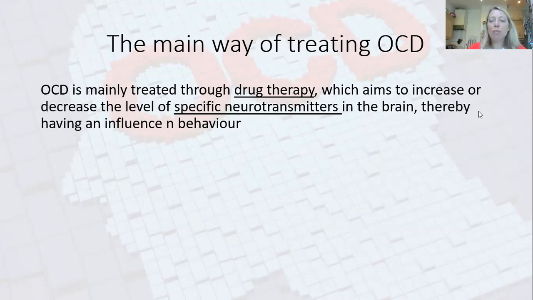Now, the big thing to remember is that the main way of treating OCD, as you would expect, given that it's the biological approach, is to treat it through drug therapy. The key thing that all the drugs do is that they increase or decrease particular neurotransmitters. Often, like we'll see, that's serotonin, but not always. Pretty much all the drug therapies we have for OCD are about changing the level of neurotransmitter in the brain and then having an influence on behaviour. Okay, so that's the big thing to remember.